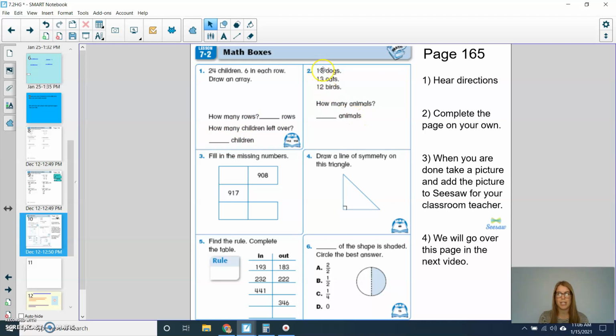How many animals, if you add up these 3 numbers? Fill in the missing numbers for number 3. Draw a line of symmetry on this triangle. For number 5, you need to first find the rule and then complete the table. For the last one, you get to make up a problem still following that same rule. And then for question 6, think about what fraction of the shape is shaded. Circle the best answer. All right, I'll see you next time.